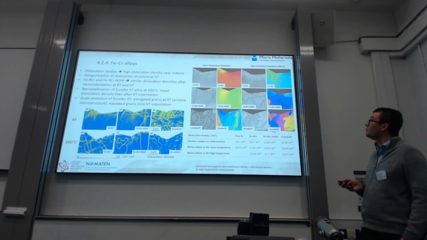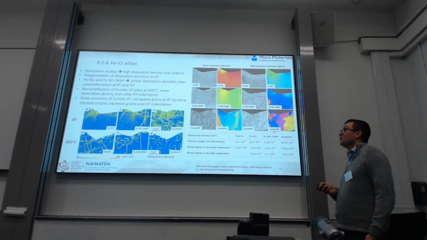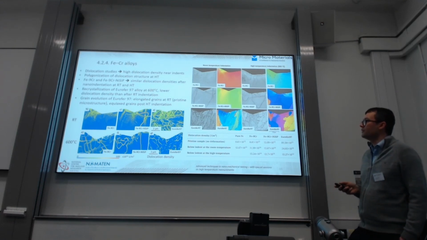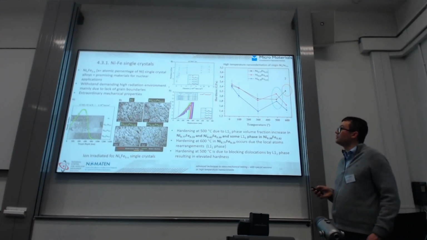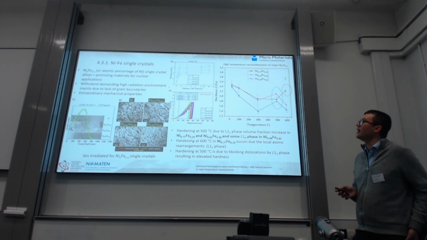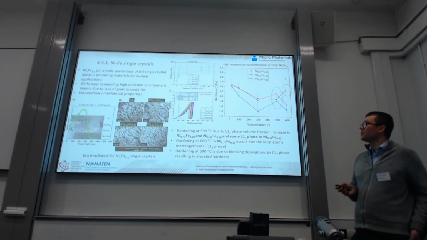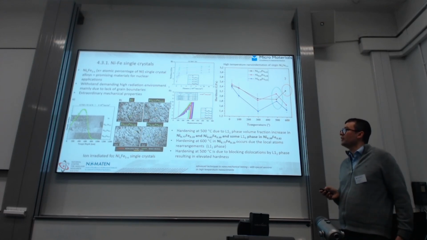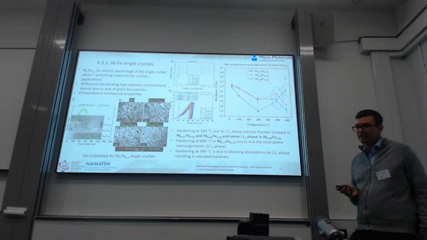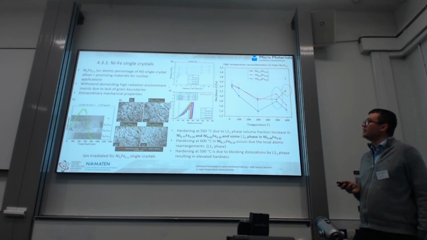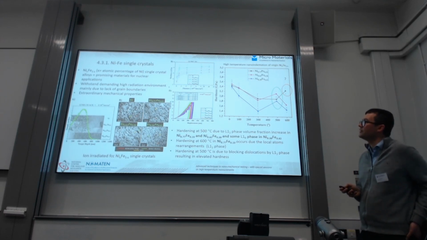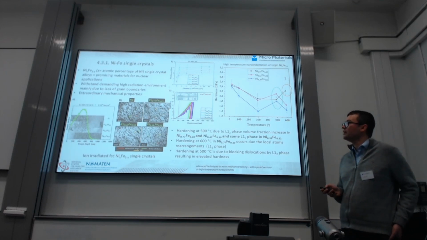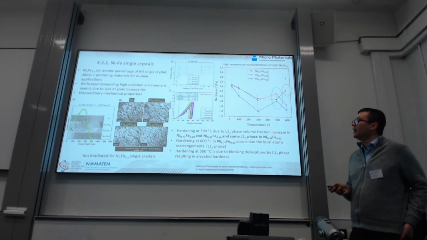So we are performing a lot of studies like that, analyzing in detail the microstructure of the alloys after nanoindentation. And the last scientific example of this talk is the nickel-iron single crystals. Because in our lab we are performing a lot of ion implantation also to simulate the irradiation resistance of the alloys. So in this case we prepare different single crystals, and we perform ion irradiation.